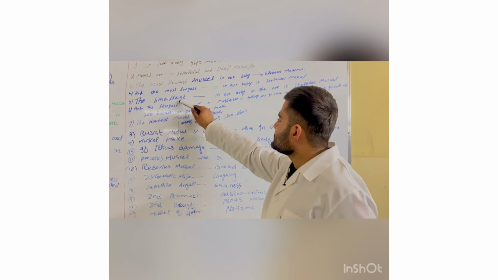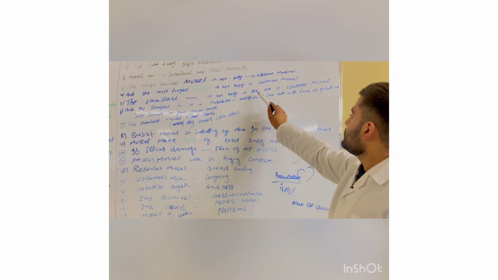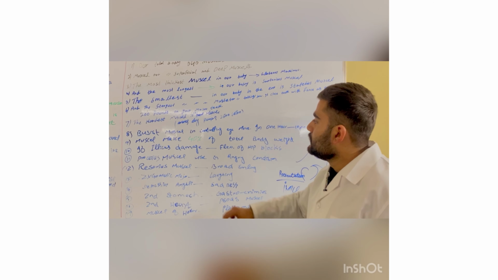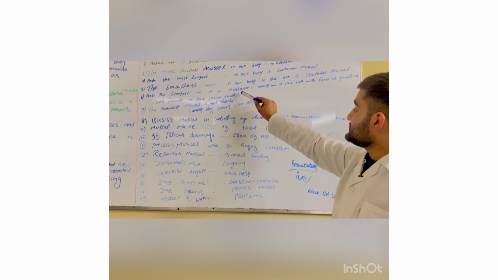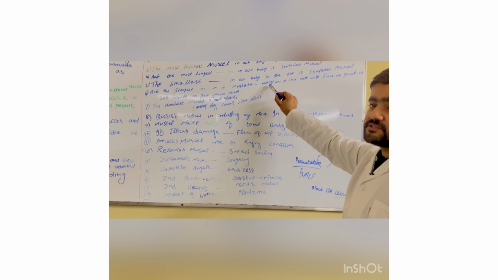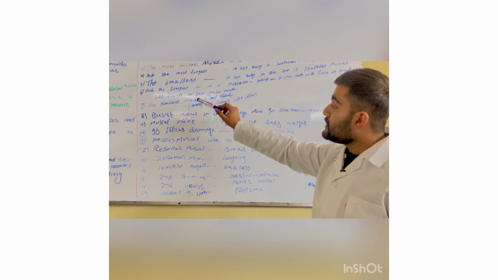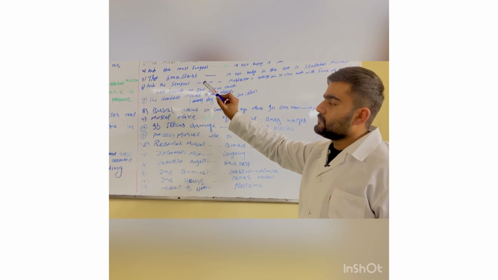And the smallest muscle present in our body is the stapedius muscle, which is present in our ear. Next we have the strongest muscle, called the masseter muscle, which helps in talking and chewing, and it closes with a force as great as 200 pounds on your molar teeth.